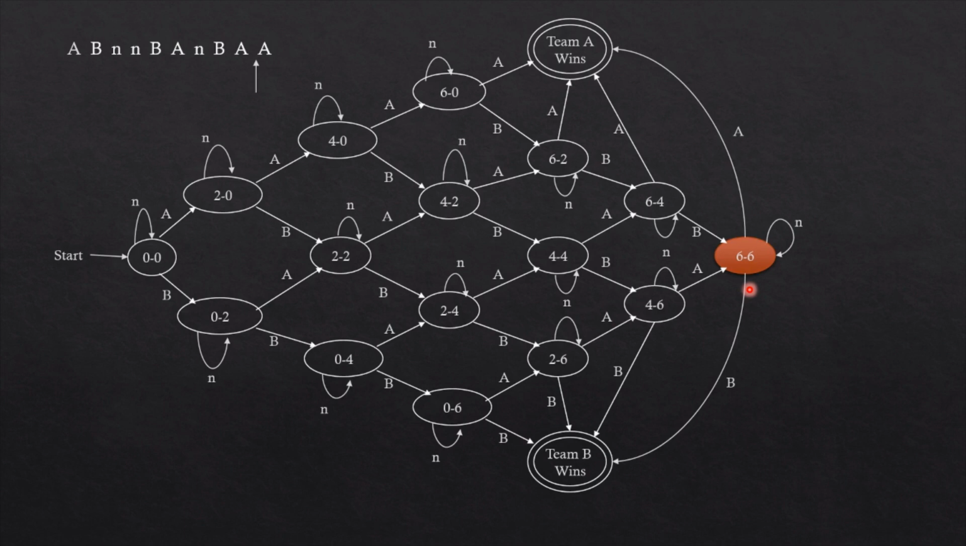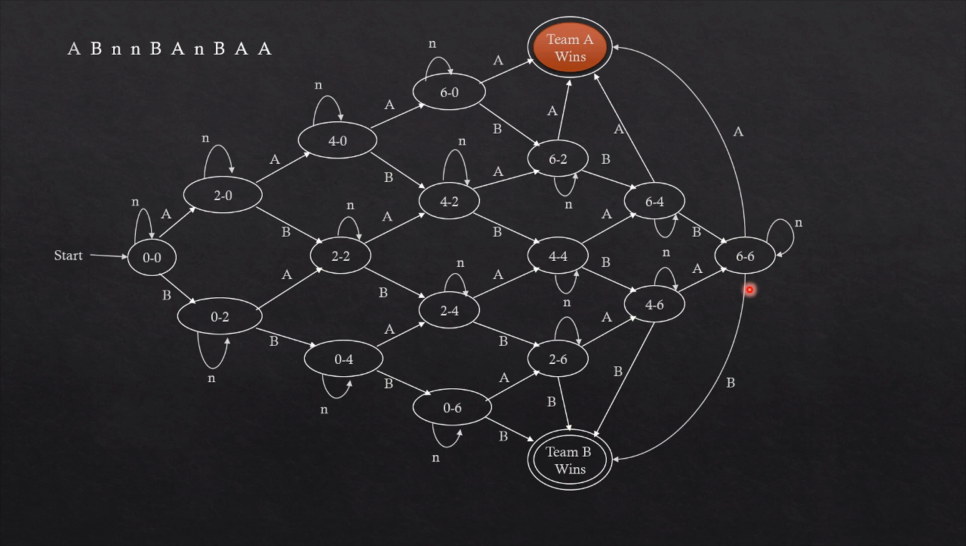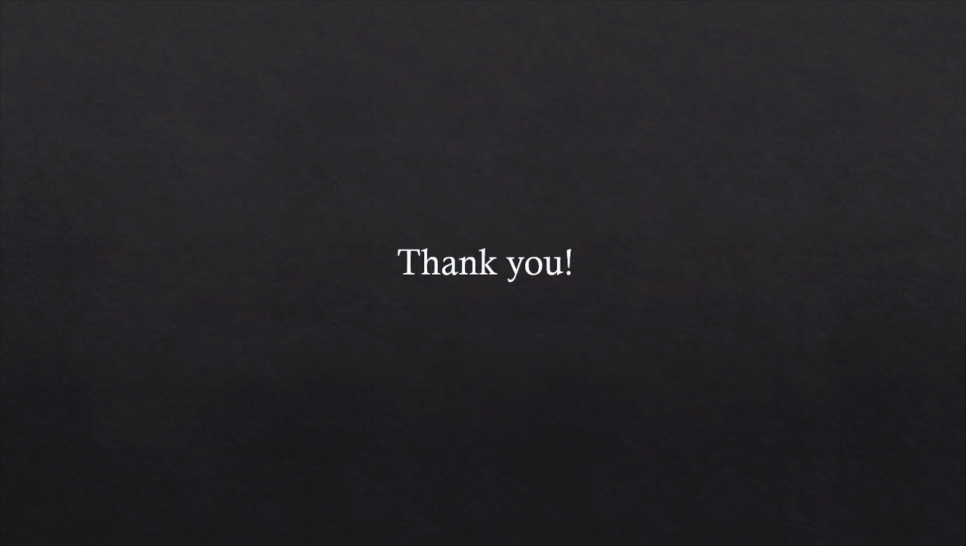And the last point is also scored by A, so from 6, 6, A's score would now be 8, which means Team A wins the game. If you're rooting for Team B, I'm sorry. Hope that gives you a general idea of how a finite automaton works.